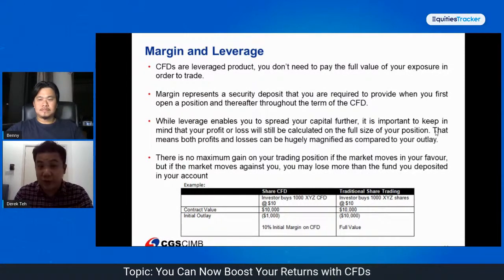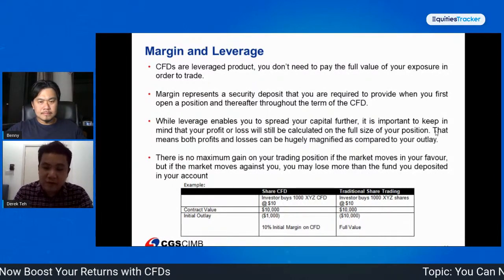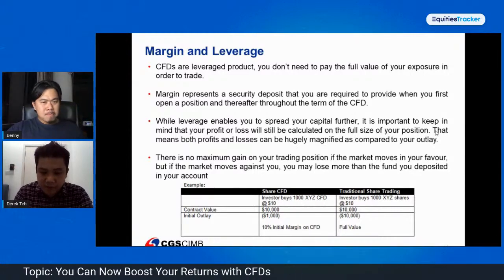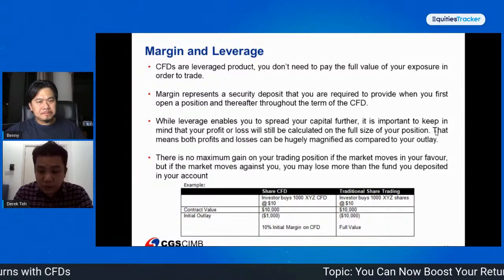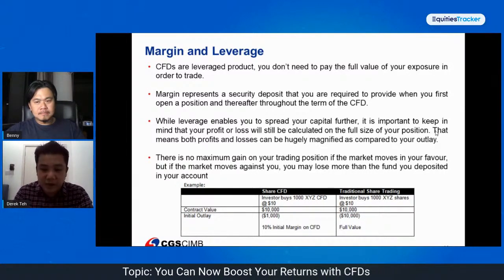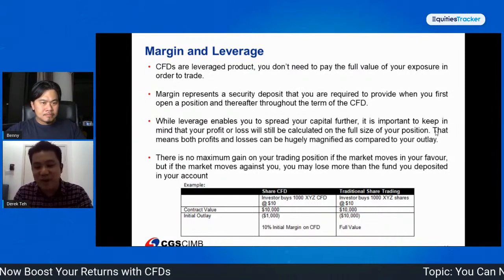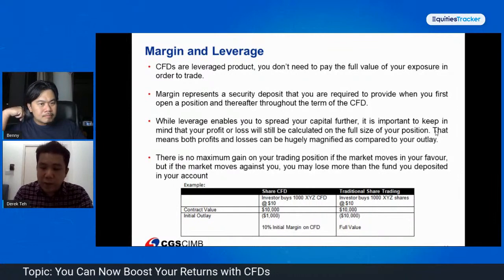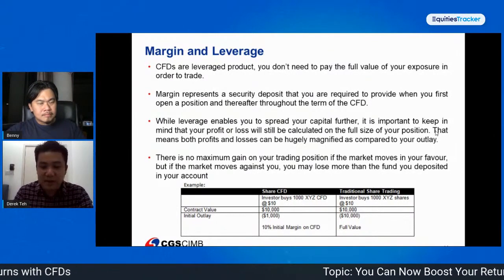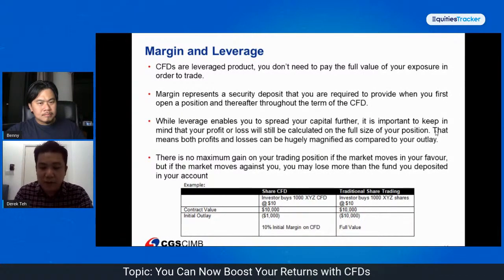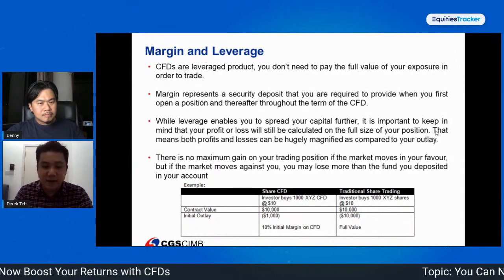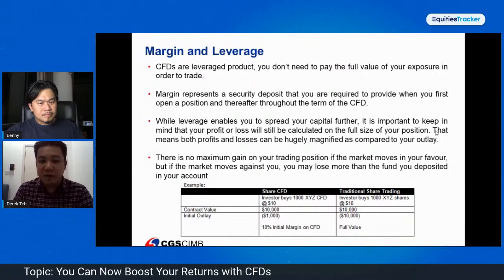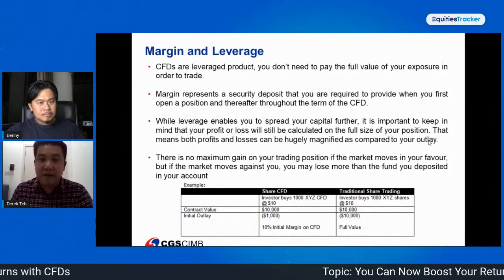For those who are not so familiar with the term margin, let me explain. Margin represents a security deposit that you are required to provide when you first open a position, whether it is a shares CFD or a cash index CFD. You need to maintain the deposit throughout the term of the CFD, to avoid your account going into deficit. If your account does not have enough money, you will get a margin call from CGS-CIMB Futures. You must place the margin amount immediately or within a specified period of time, which is less than 2 business days. If at any time your account position deteriorates and is at further risk of negative equity, CGS-CIMB Futures may at its discretion liquidate your open position to rectify the margin shortfall.